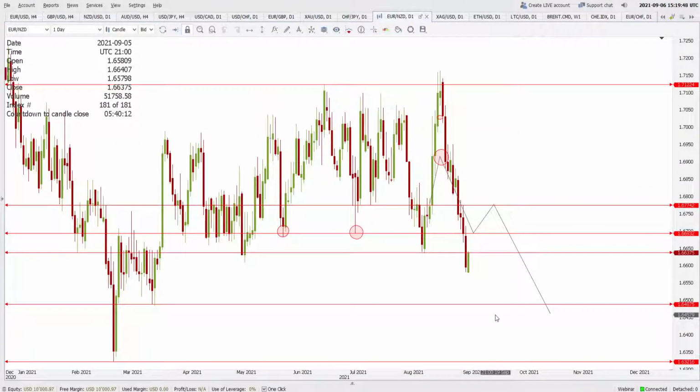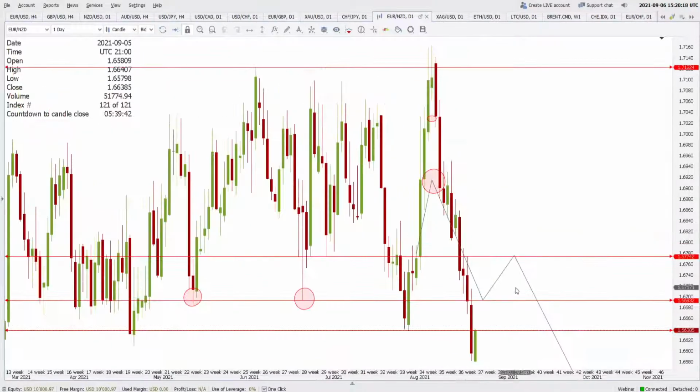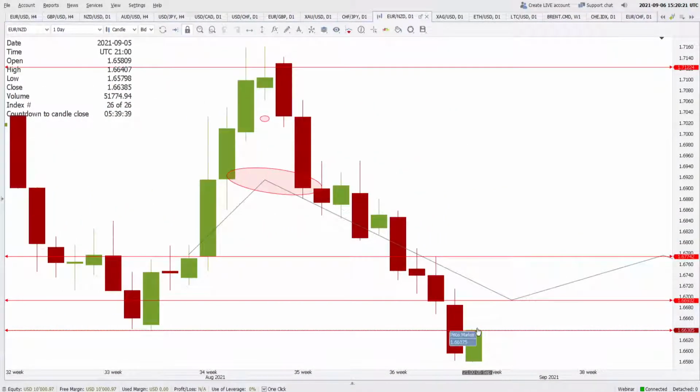Okay, and Euro New Zealand on Friday gave a close below 1.6638 areas, which we had marked as a good support for the price. Now it has acted as a good support here and here, but this time price failed to keep above this level and has given us a closing on Friday below this key level. Now giving a closing below this key level means that this key level will act as a resistance now when the price comes here, and the price is already here.